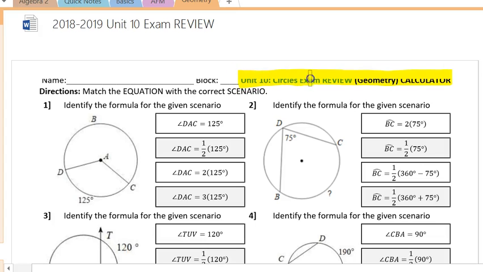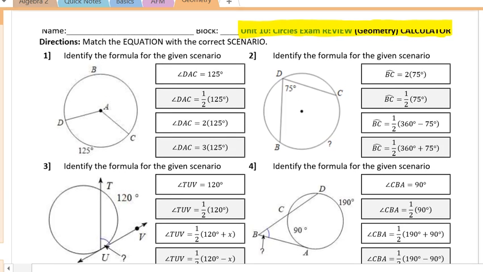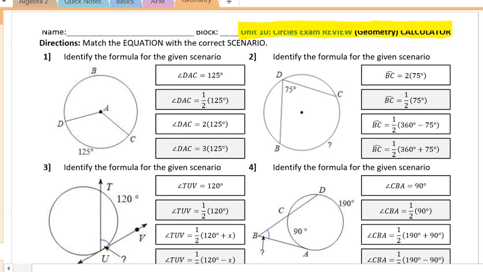This video is for Unit 10 exam review for circles. We will be covering the first page problems, which include quick questions where we are given a problem scenario and we are to match up the equation that we would use to solve the problem. We're not actually going to solve, we're just going to choose the correct setup to help us.